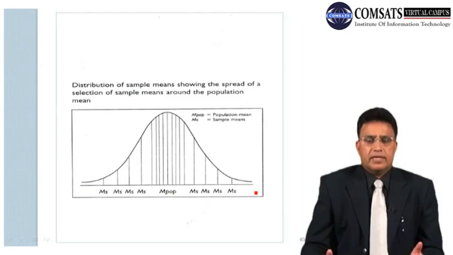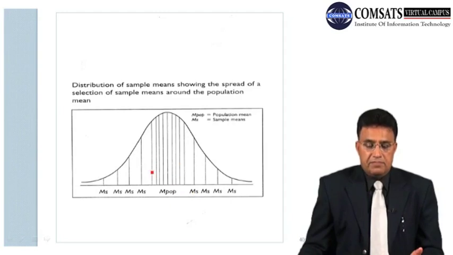So here in this slide you will see a normal distribution, and here the distribution of sample means showing the spread of a selection of sample means around the population mean. So the population mean would be in the center over here, in this area. It's shaped like a bell, and the mean of the population is exactly in the middle.